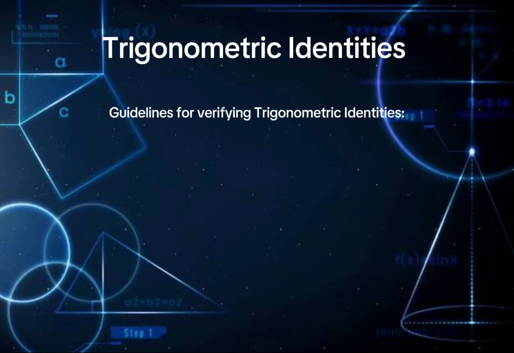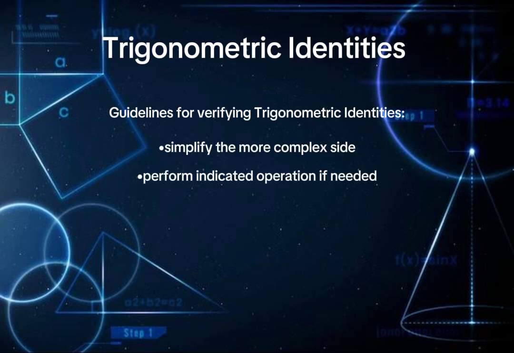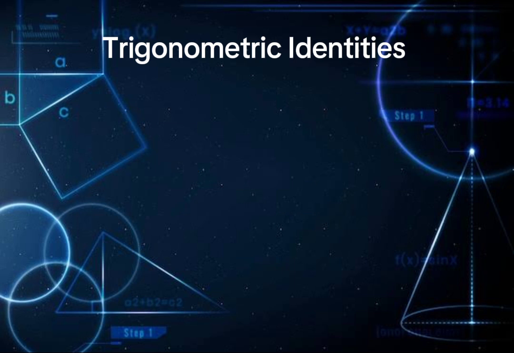Here are some guidelines for verifying trigonometric identities. First, simplify the more complex side, then perform the indicated operations if needed. Lastly, simplify it to sine or cosine. Now let's begin with our problem. Let's say we have the identity sine x times secant x is equal to tangent x. And since the left side is more complicated than the right side, let's simplify the left side.